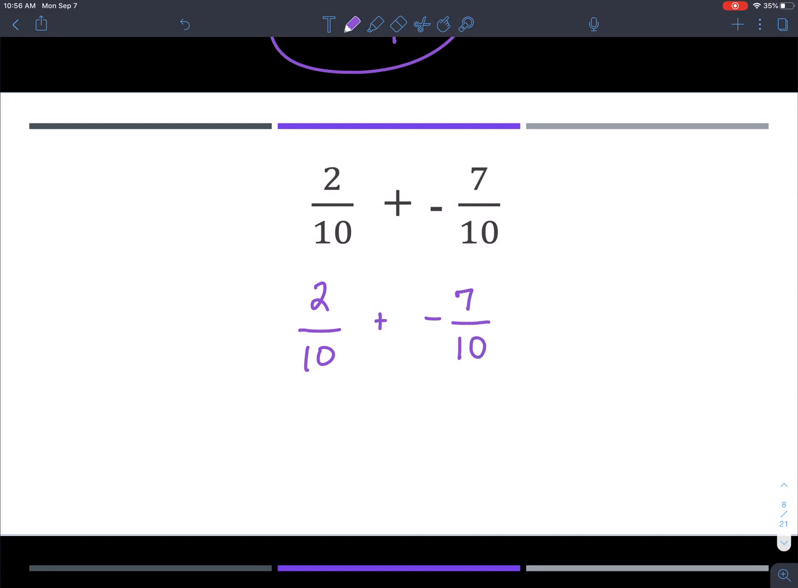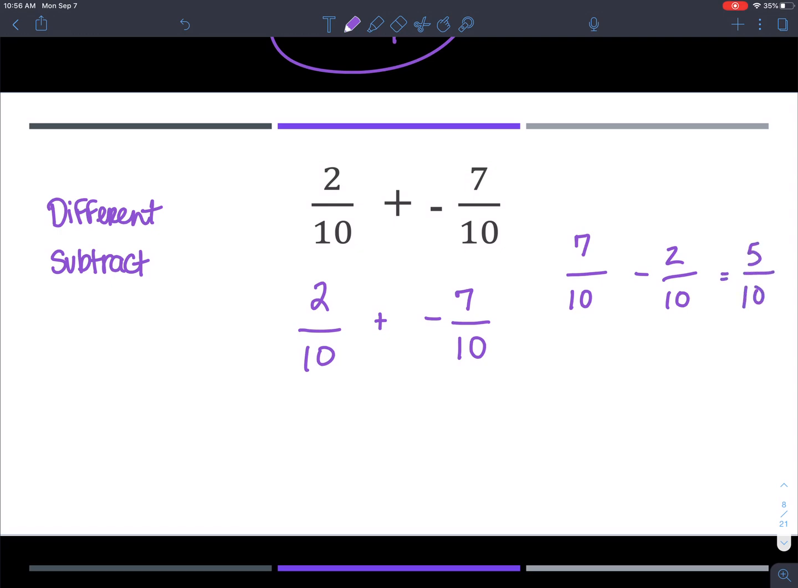All right, so once you've written that down, you know that we have a negative and a positive. They are different. So if they are the same or different, if they are different, we are going to subtract, which means we will put the larger number first, 7/10 minus 2/10. And we are going to keep our denominator the same. 7 minus 2 is 5, and we end up with 5/10.